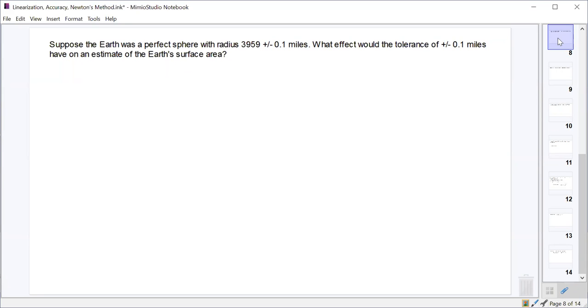All right. So let's suppose the Earth was a perfect sphere and, not flat like we all know that it really is. But we'll pretend for our sake here that it's a perfect sphere with a radius of 3,959 miles. So we measured it, but we might have been off by about 1/10 of a mile when we measured that radius. So we want to know how much of an effect on the surface area of the Earth that 0.1 miles that we might have been off by would have. So first thing we need to do is write out an equation for the surface area of a perfect sphere. What's the surface area of a sphere?